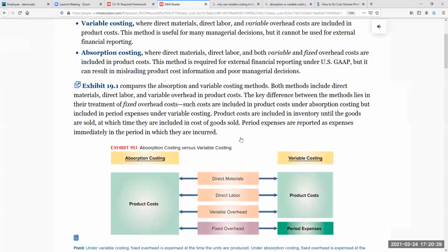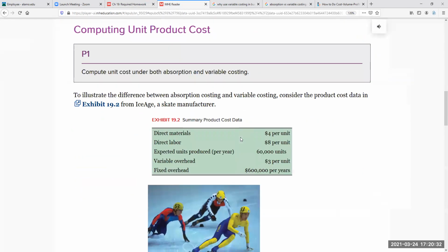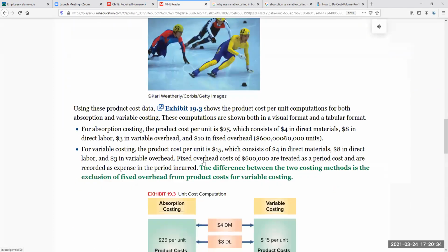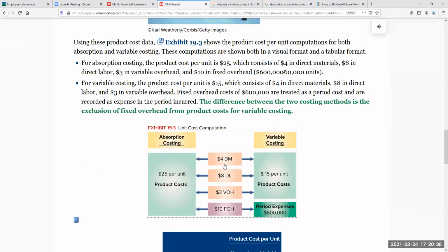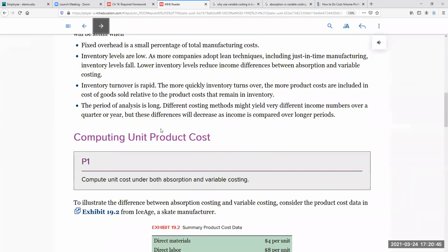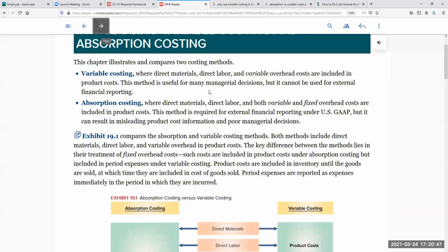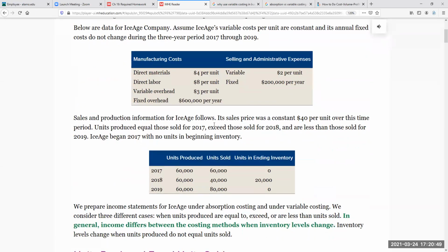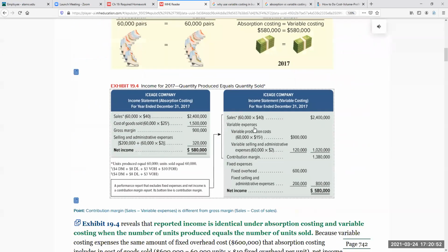Let's go back to the text and just see if I can find this. Materials, labor, overhead. Here's an example where the fixed overhead is included in absorption, but not in variable costing. All right, let's go to the next page. There's the income statement under variable. See how the variable expenses, variable production, and variable selling are up top, and the fixed go down below: fixed overhead, fixed selling, and admin.